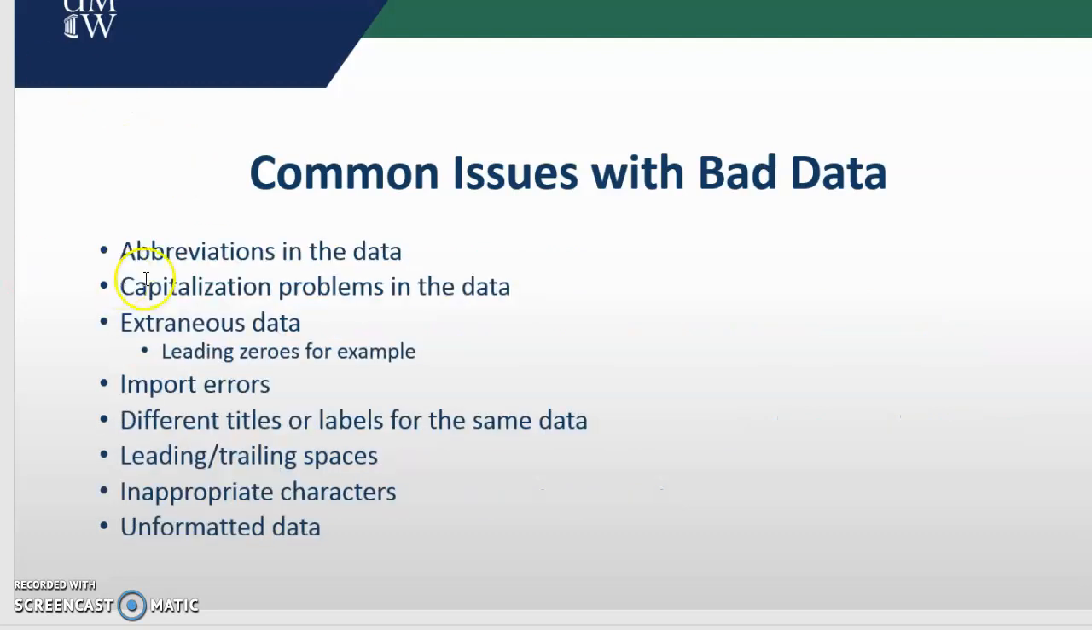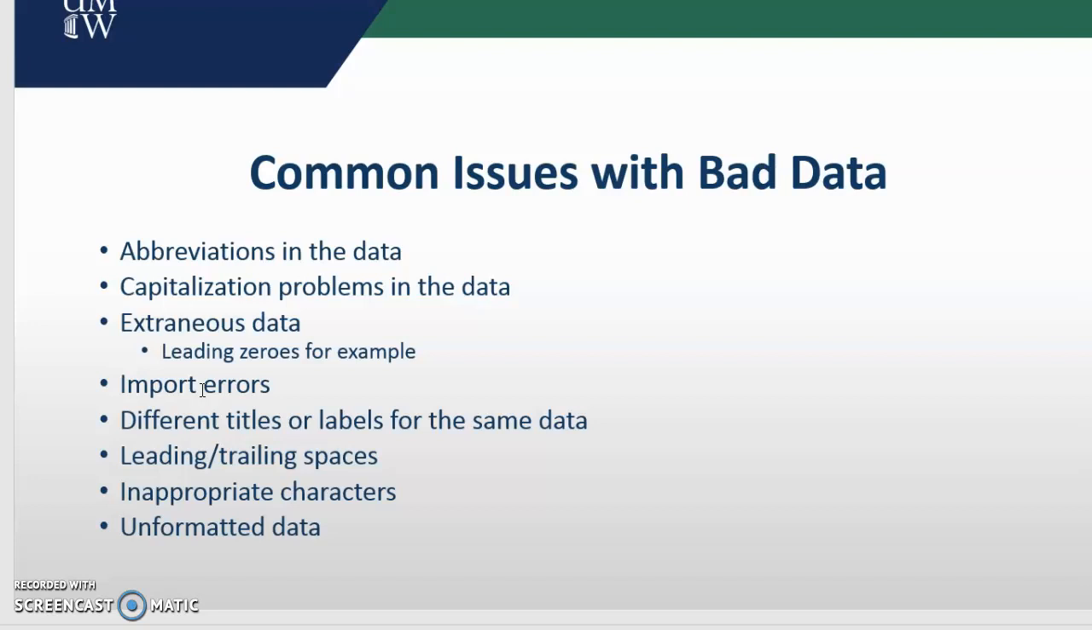So some other common issues, there could be abbreviations in the data, so maybe it says VA, not Virginia, and you want it to say Virginia, so you have to clean up that data. There could be some capitalization issues with the data. Some things could be all caps, all lowercase, and you want them proper case, uppercase, lowercase, whatever. There could be extraneous data. There could be leading zeros in the data, for example. You could have import errors.